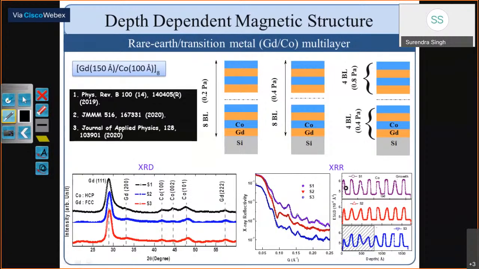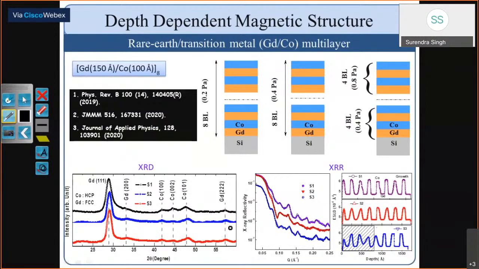Nice. This is S1, the first one, the best one. These 8 bilayers are there. This is for cobalt, and this is for Gd, and this is grown on silicon. If you see S2, we are getting higher roughness at the interfaces, and for S3, the first roughness is small, but since it was grown at higher argon pressure, the roughness further goes away. So this depth dependent structure study clearly shows we have different morphology at the interfaces for these three samples.